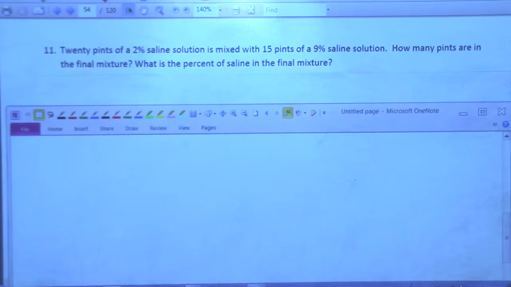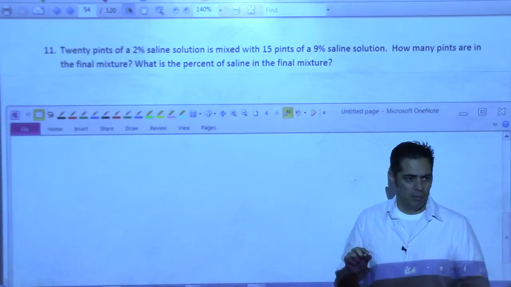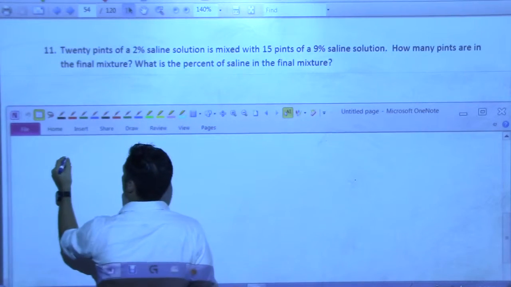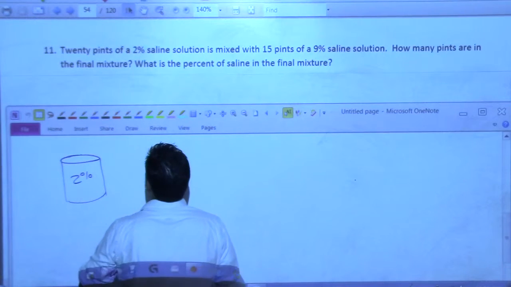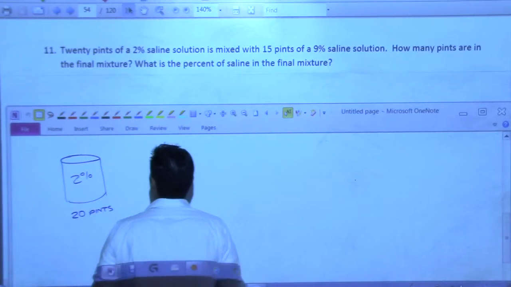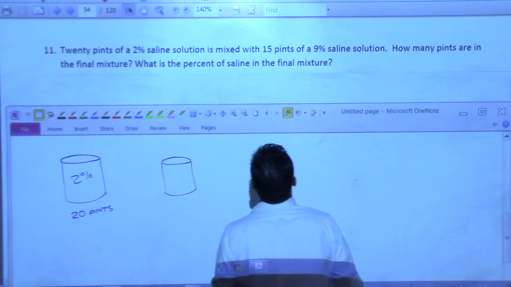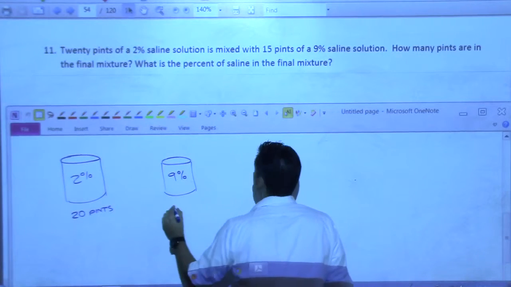We have 20 pints of a 2% saline solution. What's saline solution? It's basically salt water, okay? But it's only 2% salt. The rest of it's water, 2% of it's salt, but it's mixed up. So here's my container. Inside of it is 2% salt water. And how much of it do I have? 20 pints? Okay. Then I'm going to mix that with 15 pints, so maybe a smaller container. What's the concentration of salt in this one? 9%. And 15 pints.